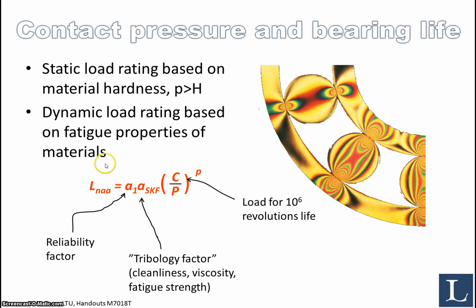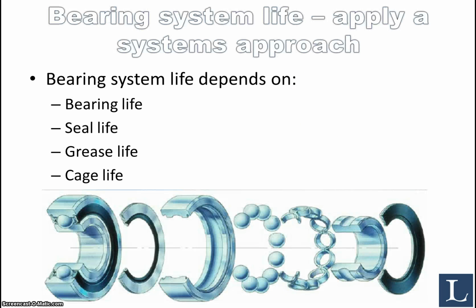And the static load rating, if you use that here, that's based on the material hardness, whereas the dynamic load rating, which is also available, is based on the fatigue properties of the materials. So finally, if you look at the bearing system life, you need to consider a systems approach, because the whole bearing system, the life of that system will depend on the bearing life itself, the life of the sealing, the life of the grease, and also the life of the cage. And so you have to consider all these different components to assess the total bearing life or the bearing system life. That is also a very important point to remember.